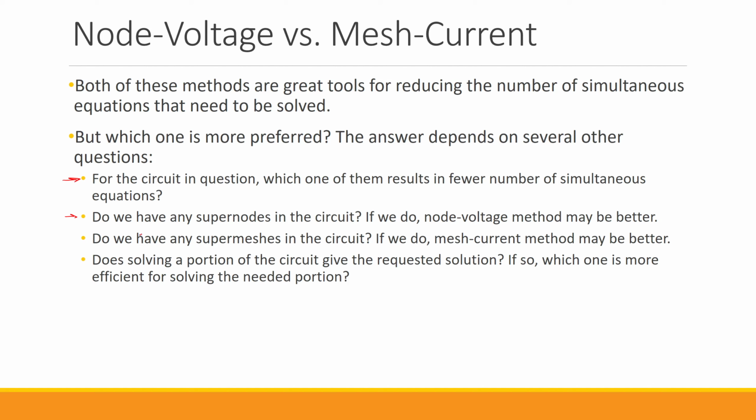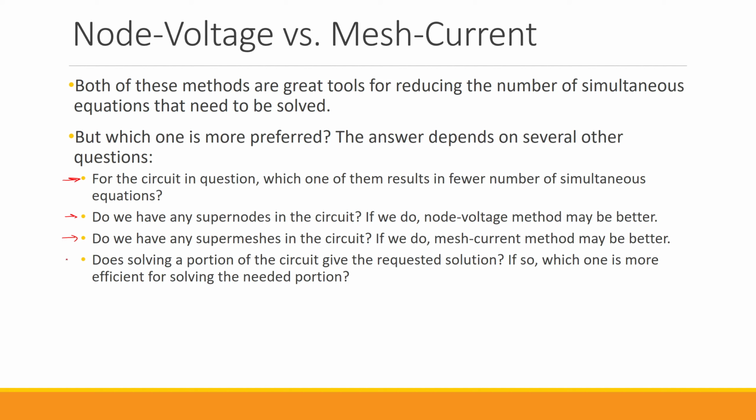The same is true for the mesh current method too. For the mesh current method, if we have any supermesh, basically if we have current sources that are shared between 2 meshes, we can consider them as a supermesh, and that helps us reduce the number of equations that we need to write and solve.